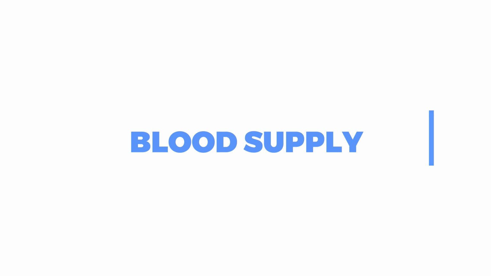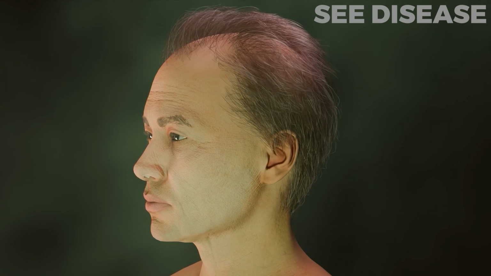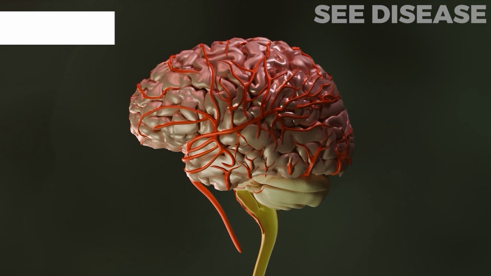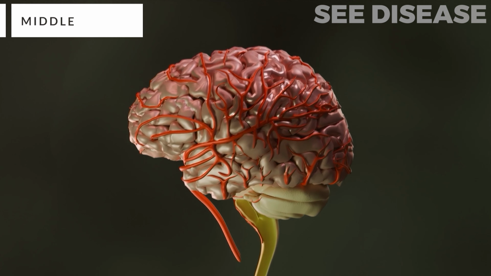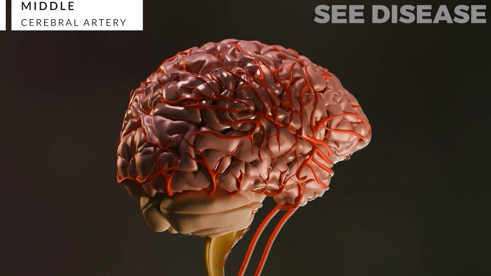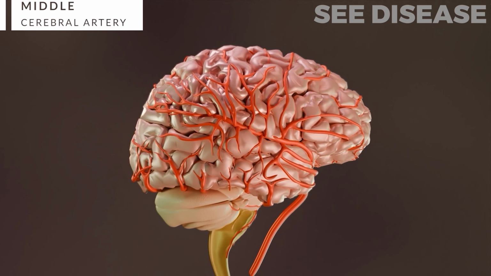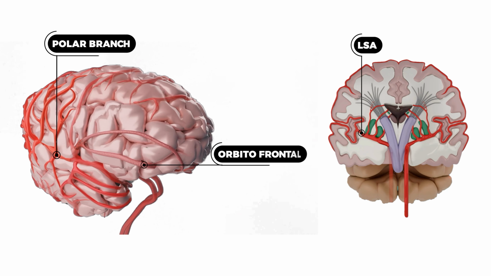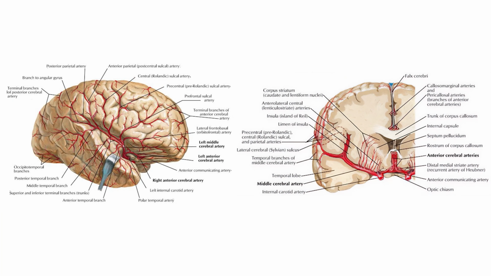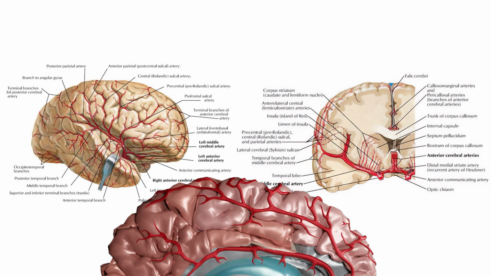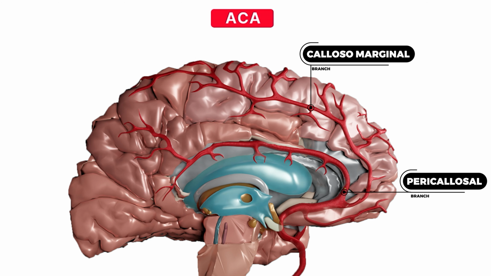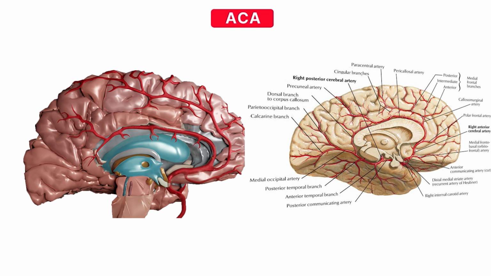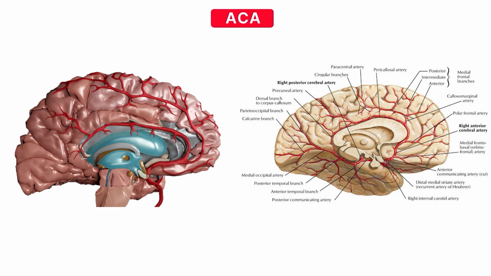Now, the blood supply of the brain. Blood is supplied by the two internal carotid arteries anteriorly and two vertebral arteries posteriorly, and the lateral surface is supplied by the middle cerebral artery: polar branch, orbital branch, anterior and posterior branches. The middle cerebral artery has got upper and lower divisions. Also finer branches you can see. The anterior cerebral artery has a callosal branch and pericallosal branch, and also finer branches.